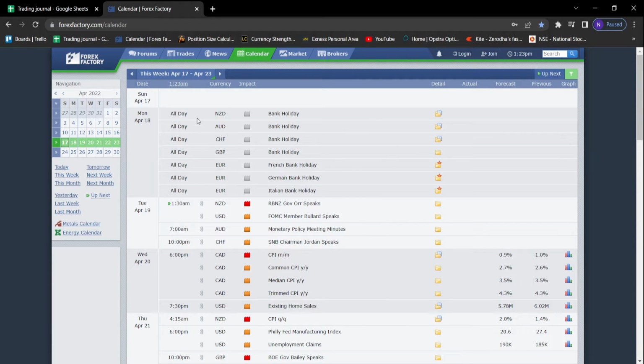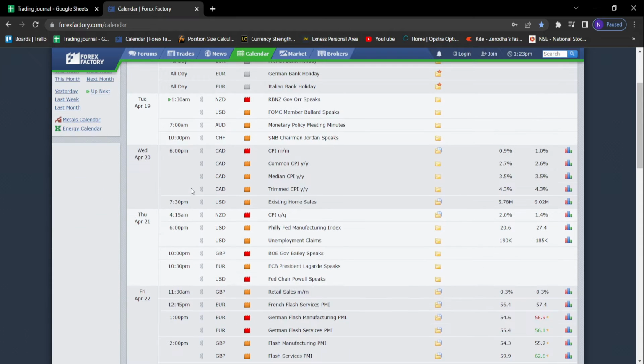So on Monday we are having a holiday for most of the banks, so we can't expect a lot of volume, and we will be expecting a lot of spread as well because of the low volume. So try to avoid trading on Monday, guys, because there will be no volume and no high movement, and your spreads will also normally be high on holidays. Okay, so try to avoid trading on Monday.